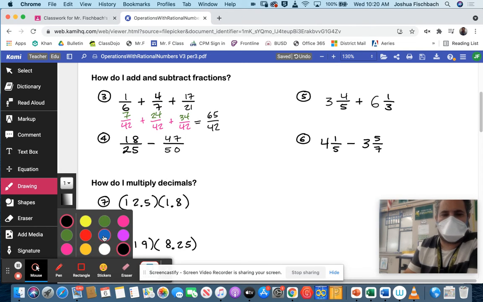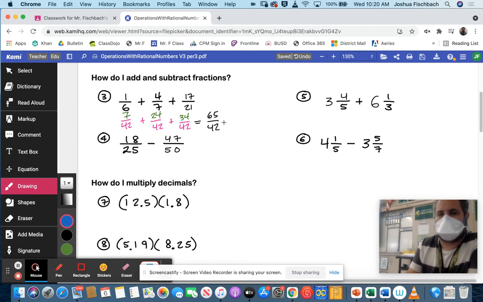So we're going to simplify that. 42 goes into 65 one time. And then how many extra do you have? What's 65 take away 42? The way I like to do that is I build up from 42 to 65. So from 42 to 45 is 3. And then from 45 to 65 is 20 more. So that means there's going to be a difference of 23. So you're looking at 65 42nds is the same as 1 and 23 42nds.